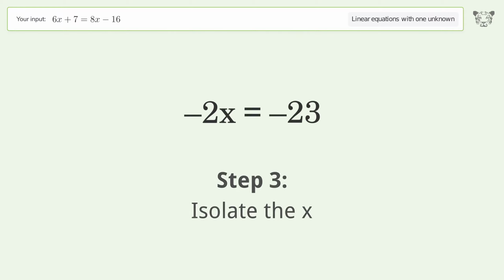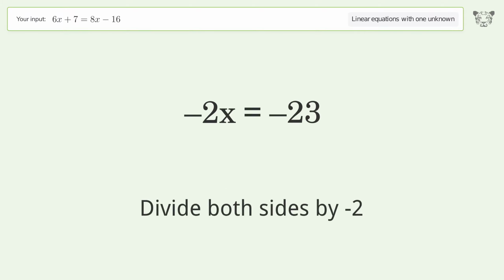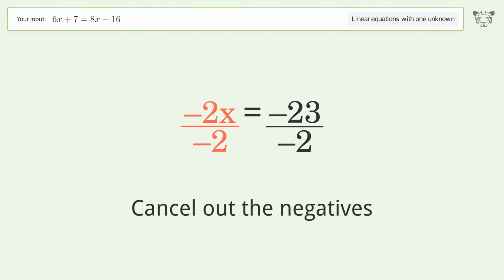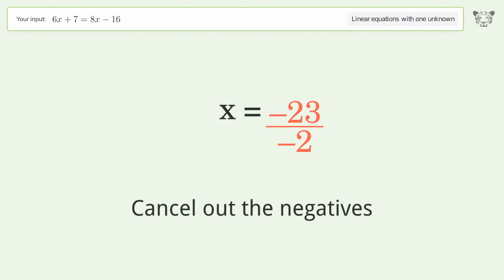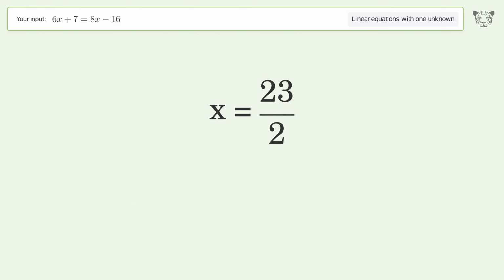Isolate the x. Divide both sides by -2. Cancel out the negatives. Simplify the fraction. Cancel out the negatives. And so the final result is x equals 23/2.